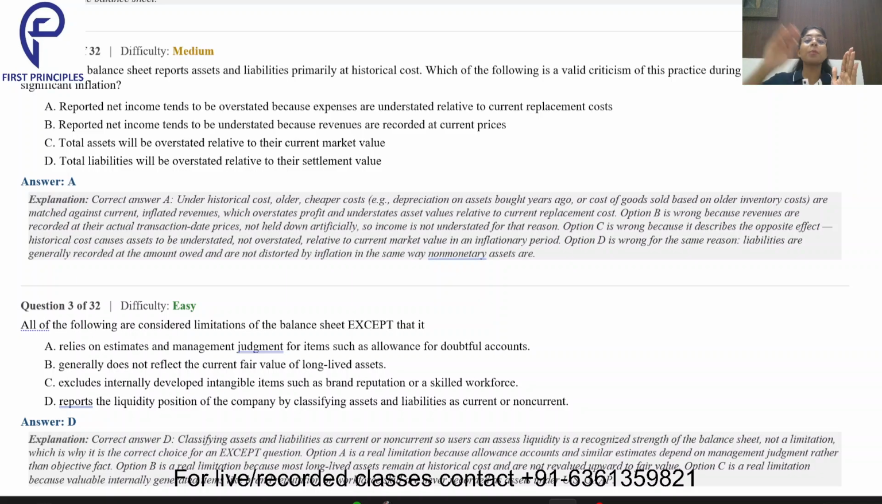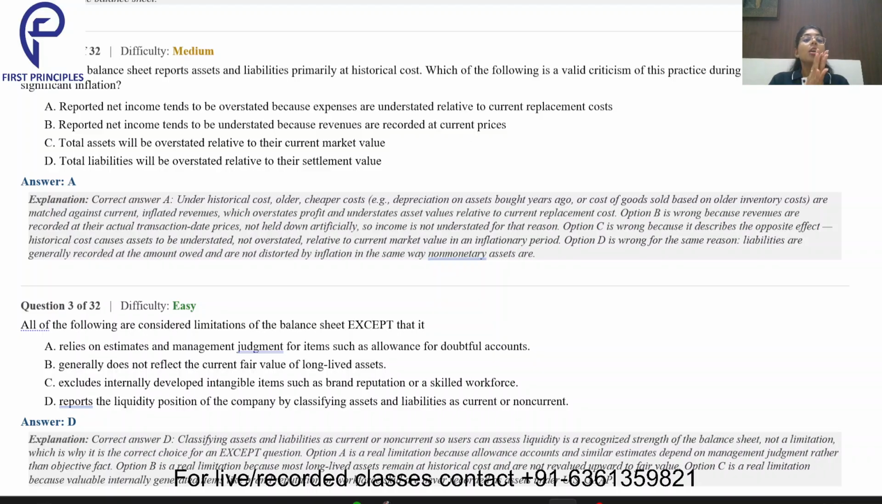Because during inflation, prices are rising. If prices are rising, the actual cost of assets would be higher now, but we bought them beforehand and we are carrying them at the historical cost. So the total assets are already lower. There is no scope of assets being overstated. So that is why option C is incorrect.